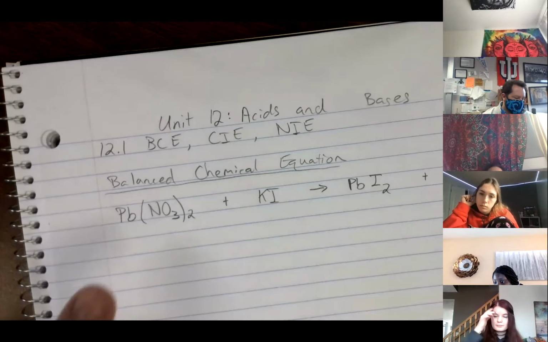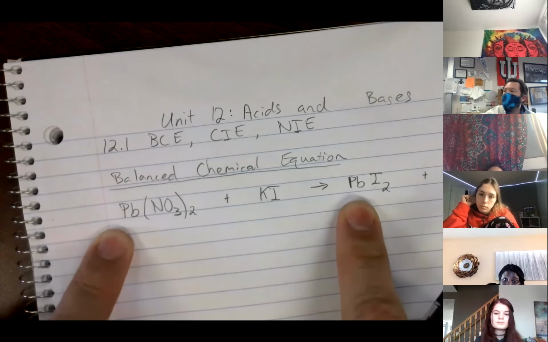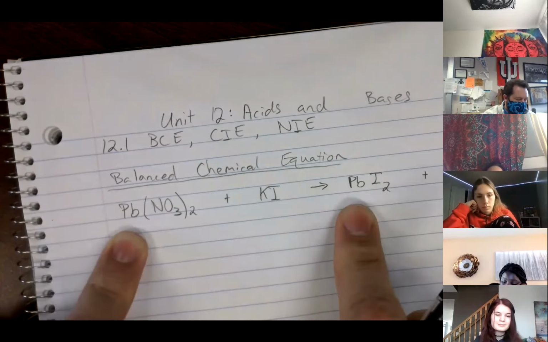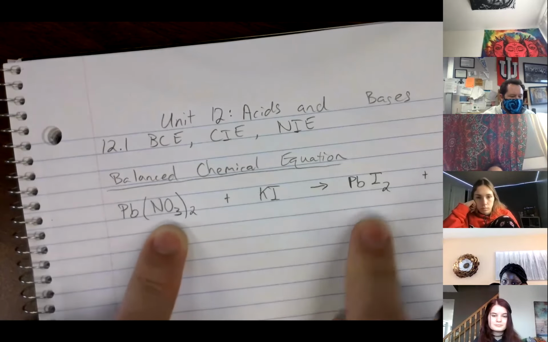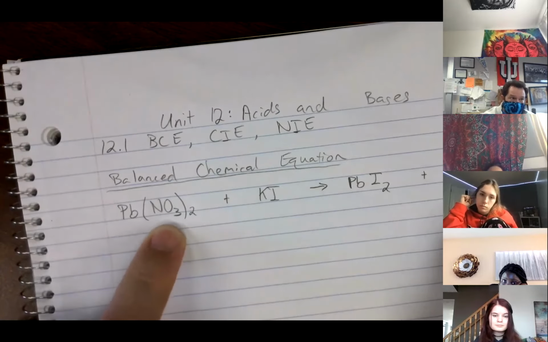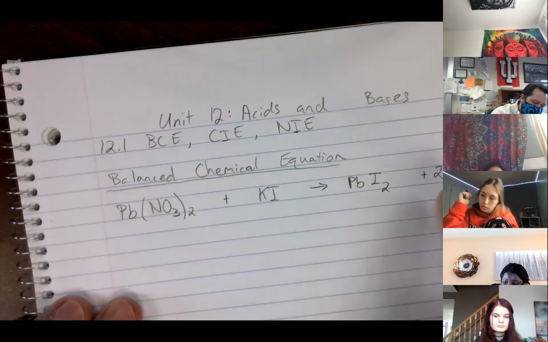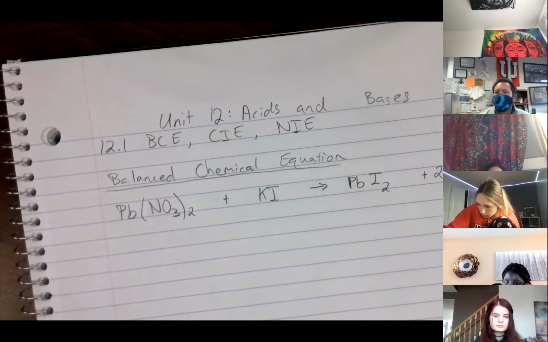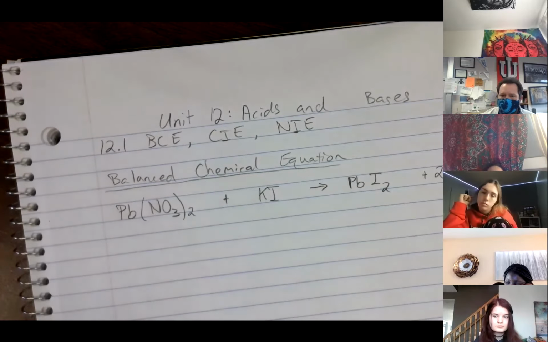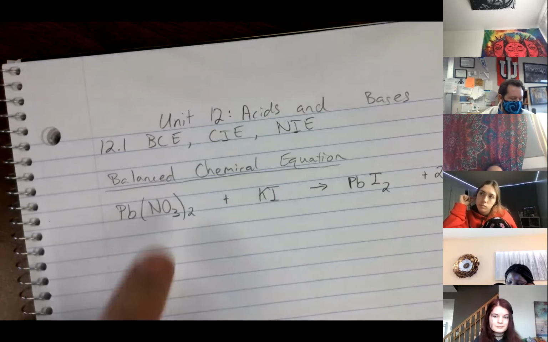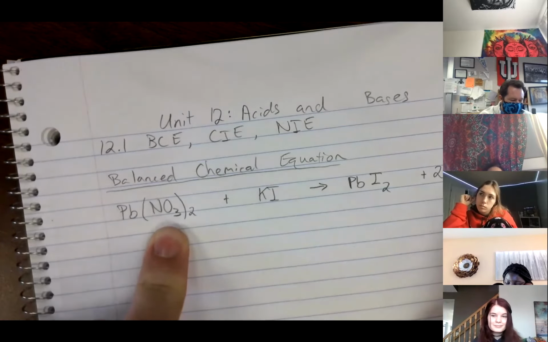All right, so let's balance. 1 lead, 1 lead. So good start. Nitrates, I've got 2 nitrates over here, I've only got 1. How do I fix that? Not a parentheses and a 2. Instead, we'll use a coefficient 2 out in front. Cool, now I've got 2 nitrates and 2 nitrates.